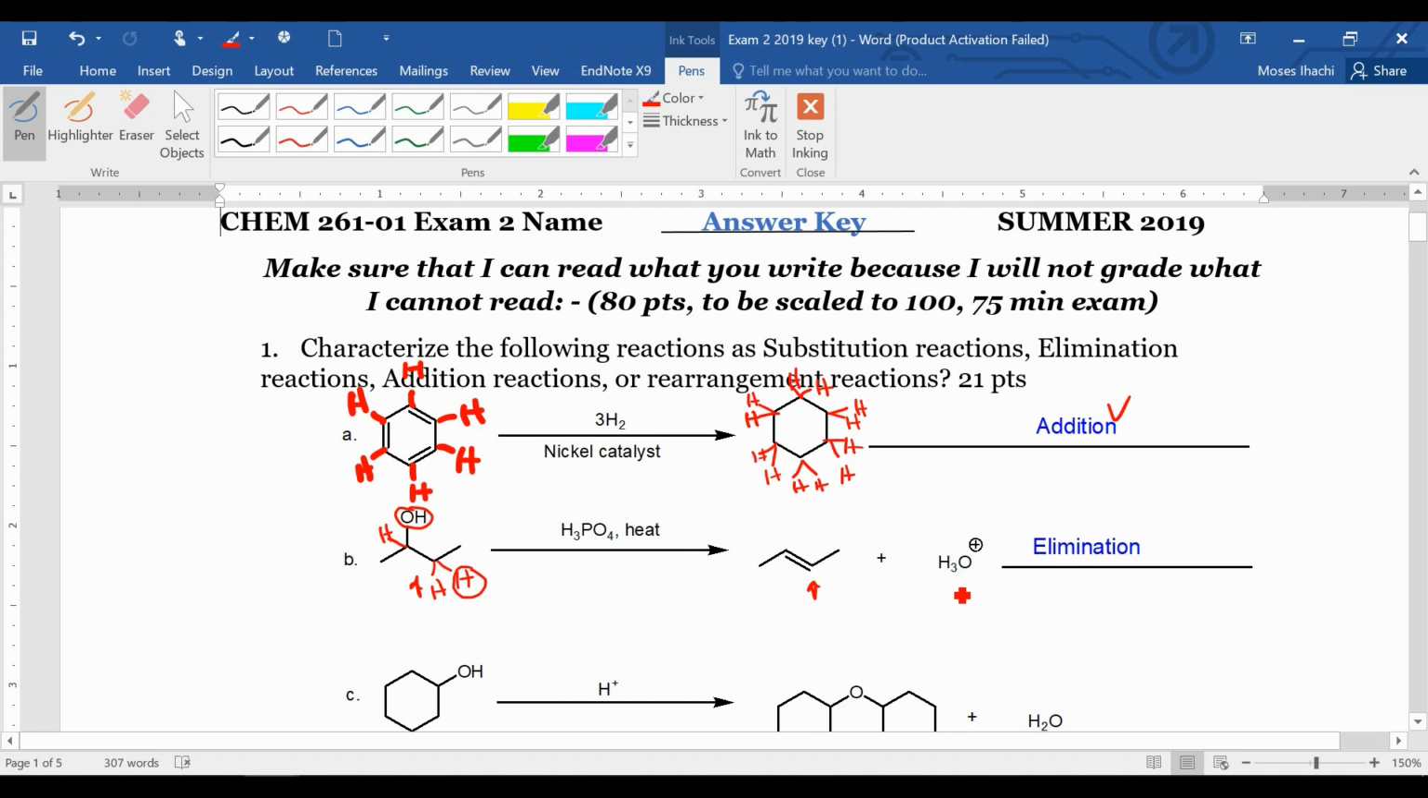So you see this water here that's lost. So when water is lost as a product, it means you eliminated it, you removed it. Okay, so this reaction right here is an elimination reaction using an acid catalyst.